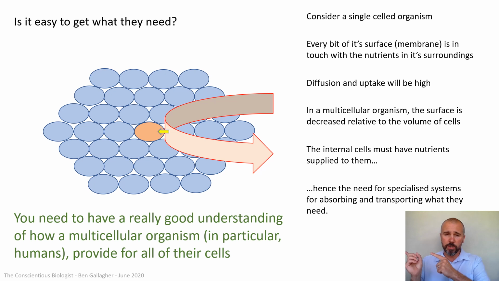But this is the key point. You really need to have a great understanding of how a multicellular organism, in particular humans, that's what we're really focusing phase 1 on, how they provide for all their cells. So it's not just what do they need, it's how are those things provided. That covers almost all of phase 1 if you can answer that properly.